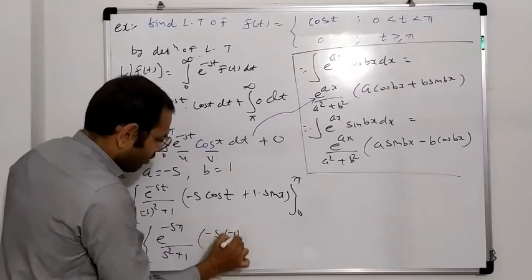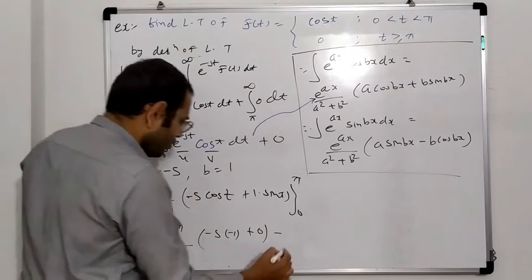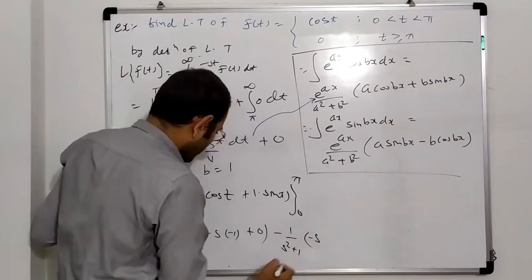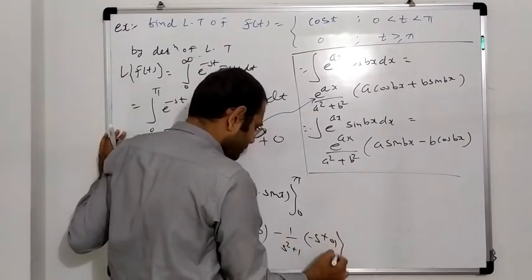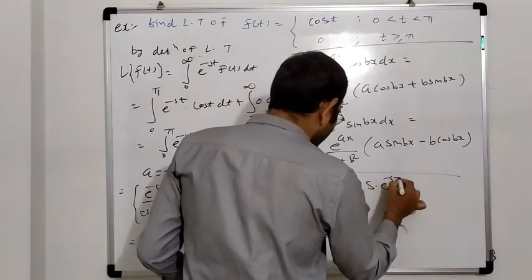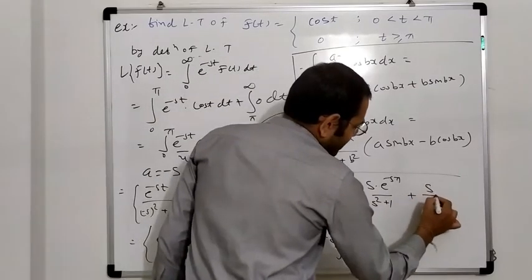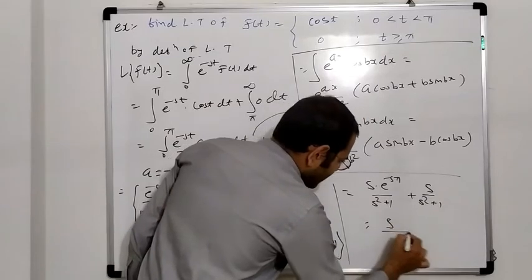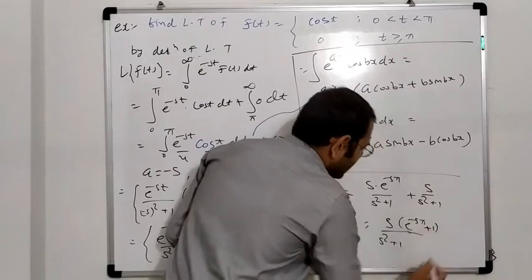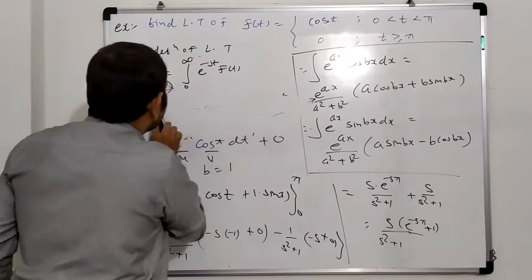into (minus s cos pi minus 1 sin pi, which is 0), minus e raised to 0, that is 1 upon s square plus 1 into (minus s cos 0, which is 1, plus sin 0). Then minus minus gives plus, so we get s into e raised to minus s pi upon s square plus 1, plus s upon s square plus 1. Then s upon s square plus 1 is common, into (e raised to minus s pi plus 1). Next example.